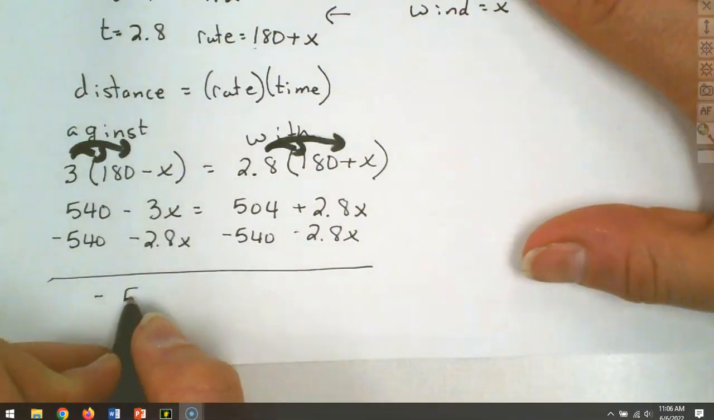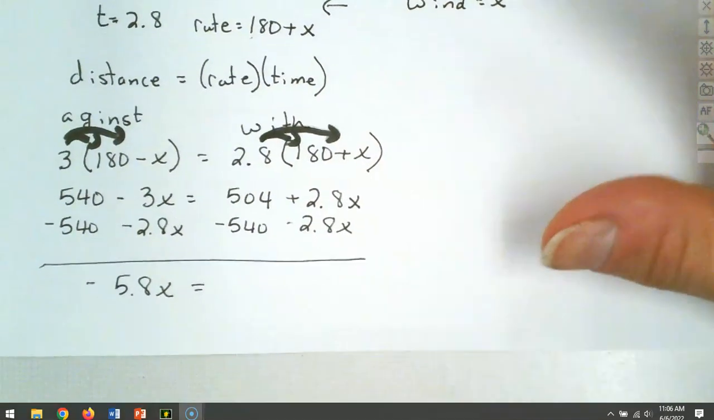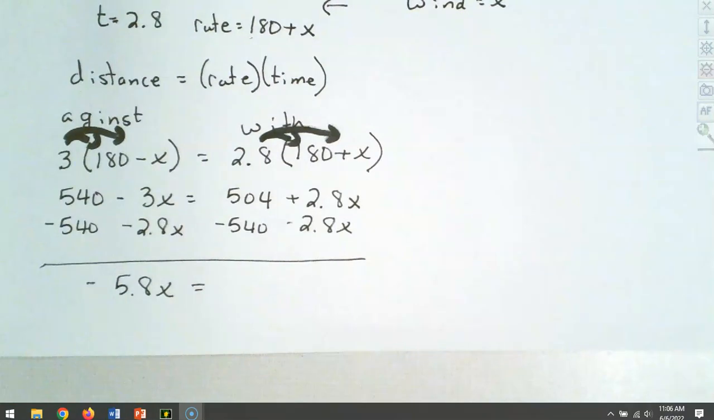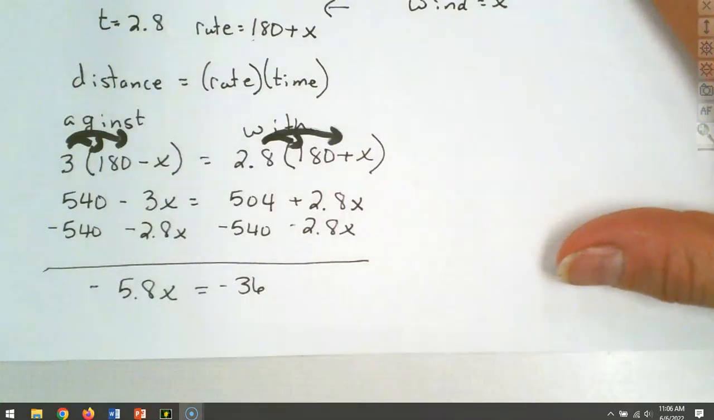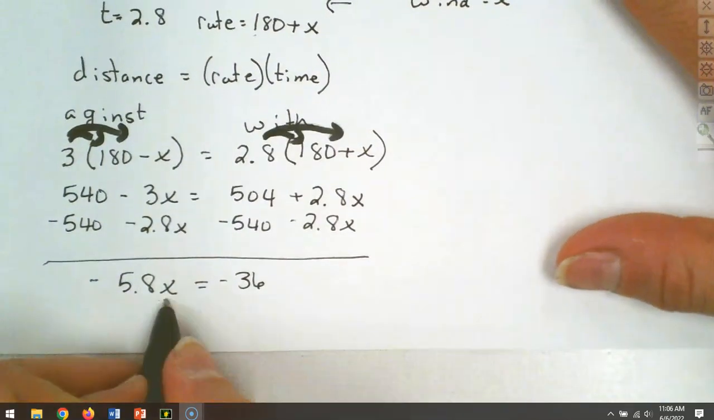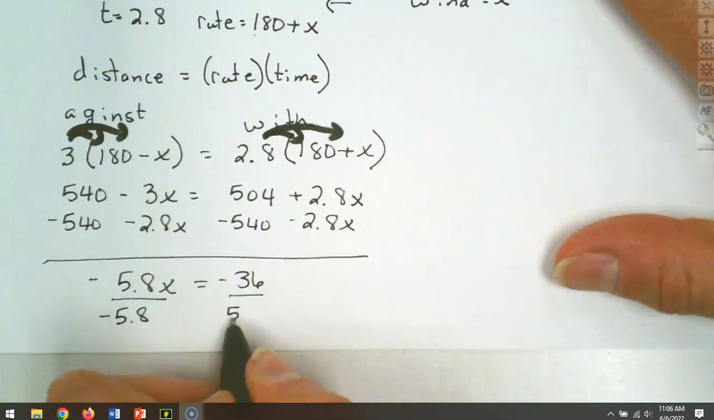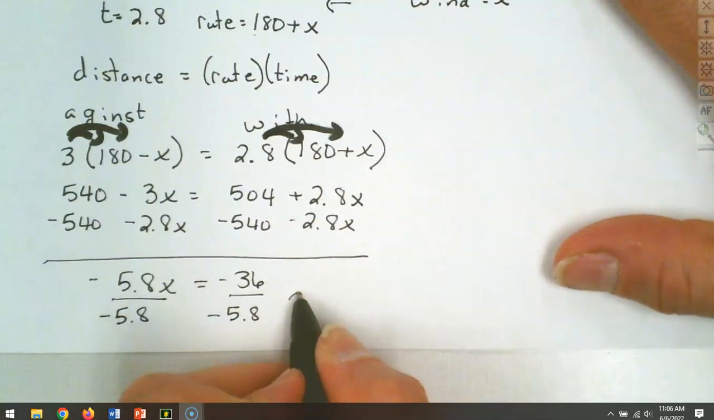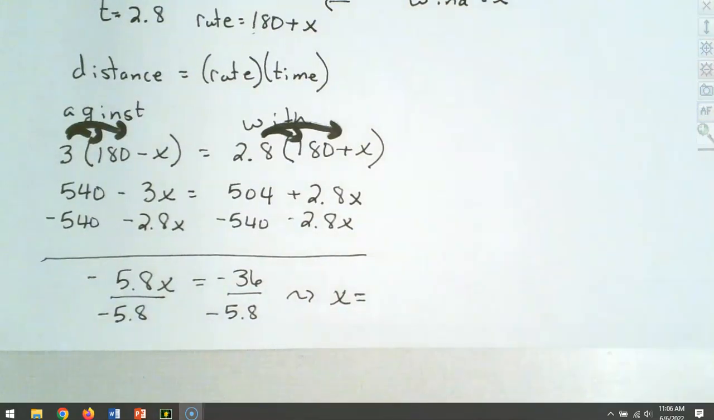So it's going to be minus 5.8x there on the left. And on the right side, we've got 504 minus 540. And that's going to be a minus 36. Divide by the minus 5.8. And negative divided by negative, that makes that a positive. And 36 divided by 5.8.